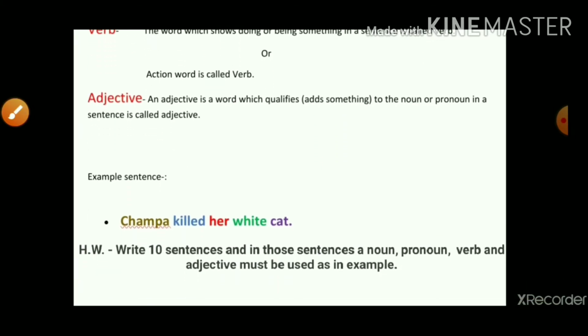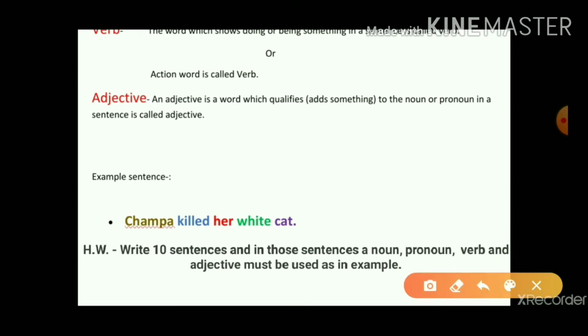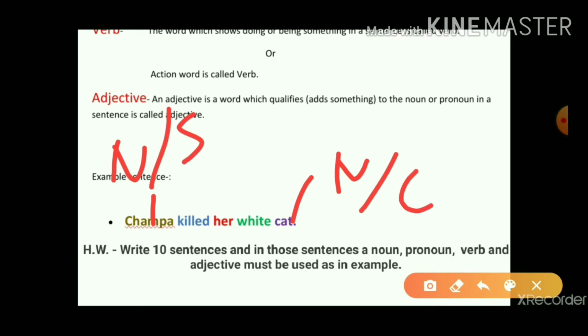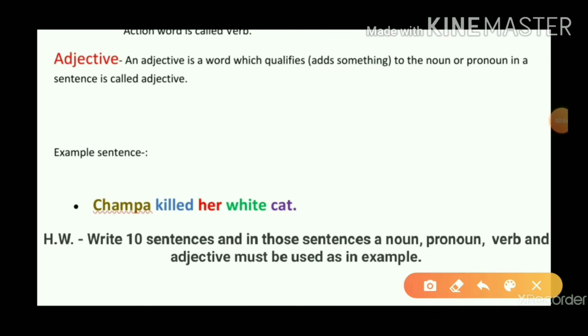Let me explain with an example. Here we have the example: Champa killed her white cat. In this sentence you can see that Champa is a noun and cat is a noun, and over here Champa is the subject and over here cat is the object. Then over here you can see this is the action word, meaning what Champa is doing. Champa is killing her cat. Killed is an action word, it means it is a verb.